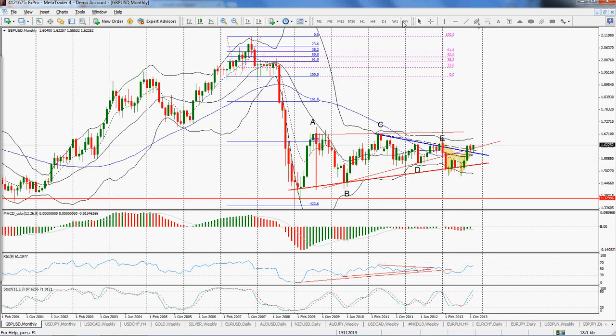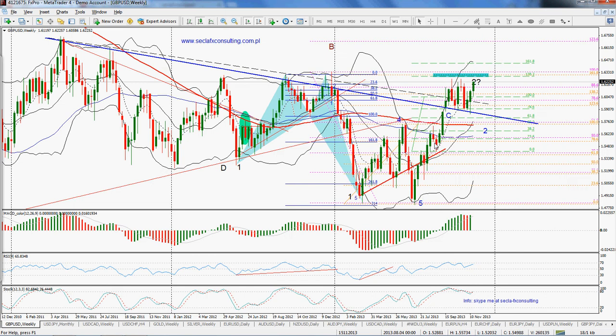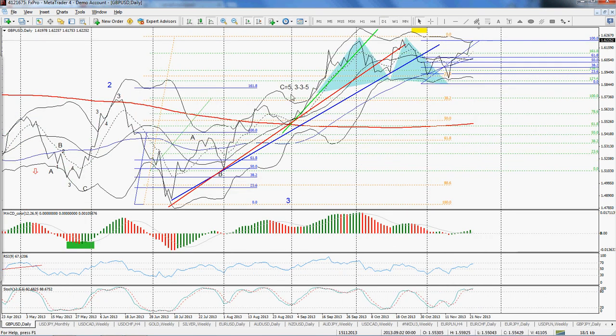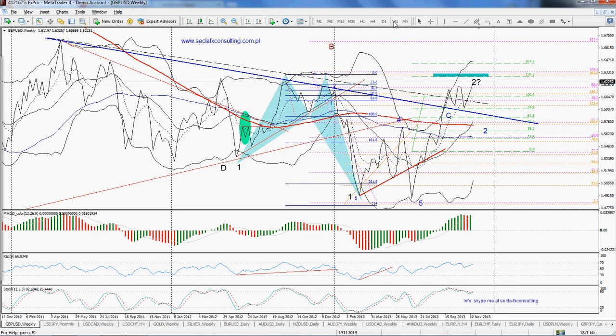Okay. And if it's the case, then we have a new move to the upside, and that is the reason why the market is constantly going to the upside. 1 2 3 4, 1 2, 1 2 3 4. Also there's another 4.